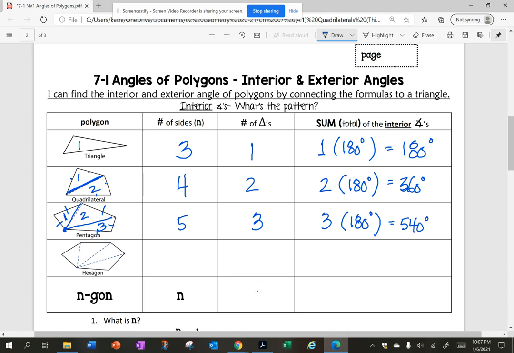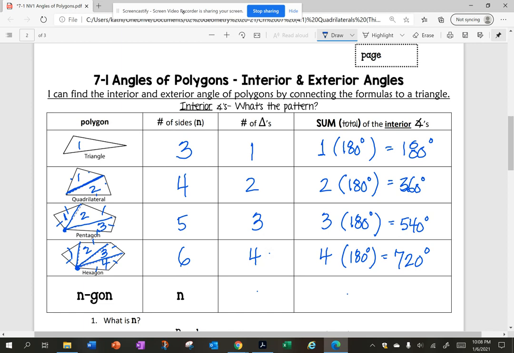So for a hexagon, 6 sides, 1, 2, 3, 4, 5, 6, 6 sides. If I draw in the diagonals all from one vertex, I now have 1, 2, 3, 4 triangles. So the total number of angles is going to be 4 times 180 degrees, which is 720 degrees. So I could go on and on and on. So I want to set up a general formula.